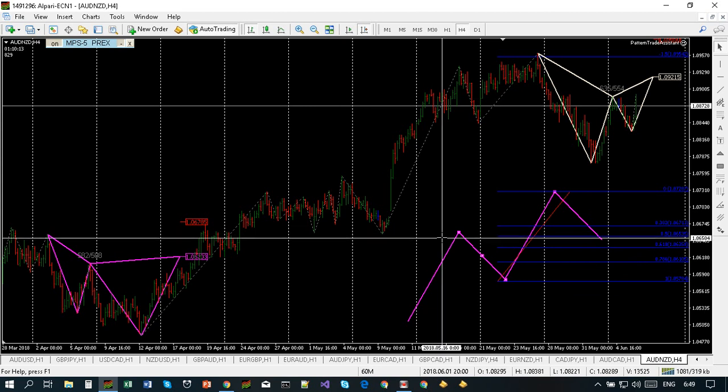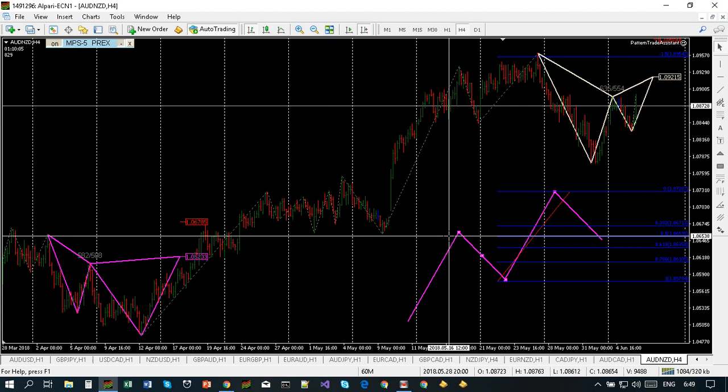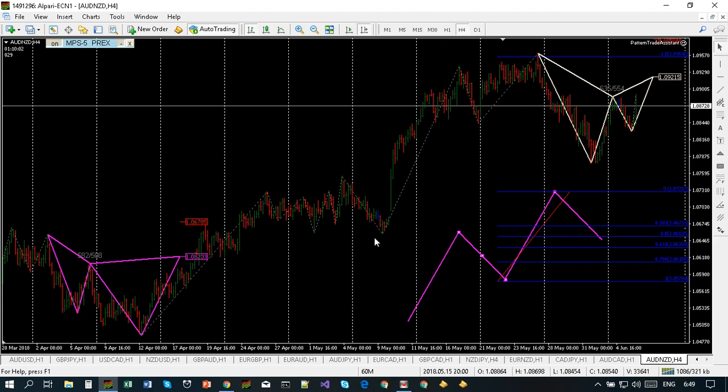And also pay attention to this previous structure. So when these three come together, 50, 1-to-1 and previous structure, you have a powerful support. Also pay attention if the corrections are consistent within the trend or they are not consistent within the trend. And also pay attention at these minor movements here.